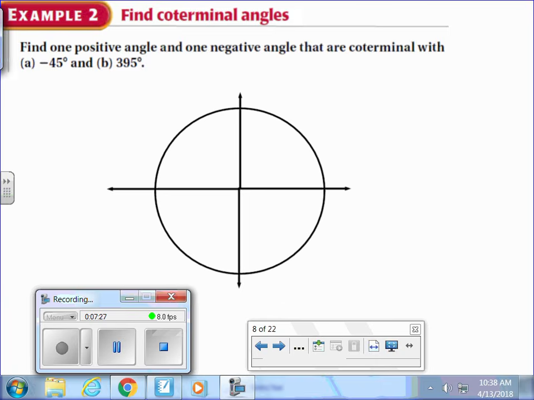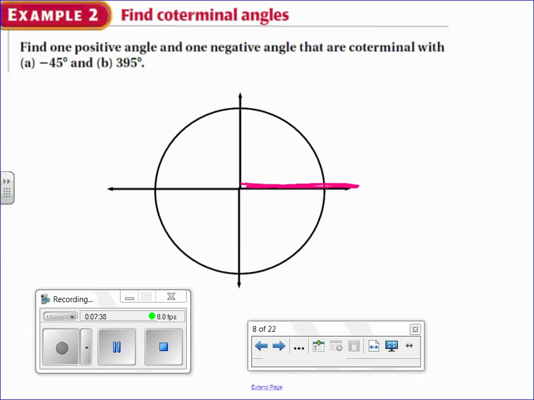It says find one positive angle and one negative angle that would be coterminal with negative 45. And then we'll do 395 next. So here's where my initial starting position is for my spinner. Let's go ahead and spin negative 45 degrees. Can you point with your finger where I'd be living after a negative 45 spin? We are going to go this way, and most people are pointing down here. So that's good. Negative 45 is here. So to find somebody that's coterminal, what would I do in my calculator? Add 360. So 315 would be in the same exact position.